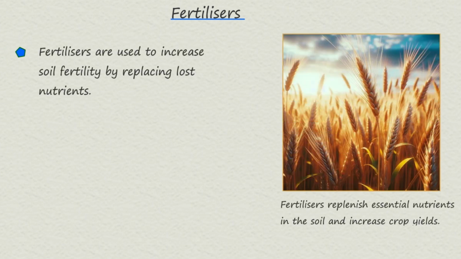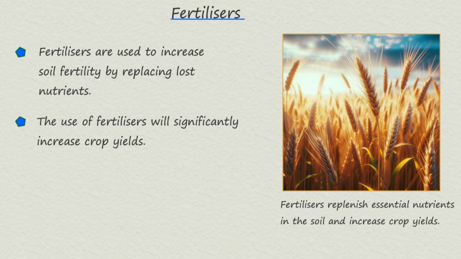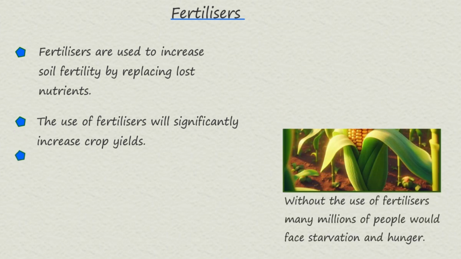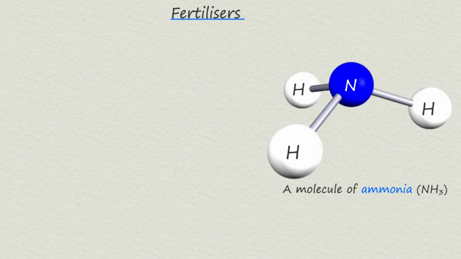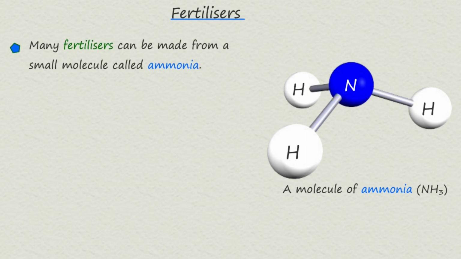Fertilisers play a crucial role in modern agriculture by replenishing essential nutrients in the soil and improving crop yields. Now, as the world population grows, the demand for food is increasing, and without the use of fertilisers, many people would simply go hungry. Many common fertilisers can be made from a compound called ammonia.